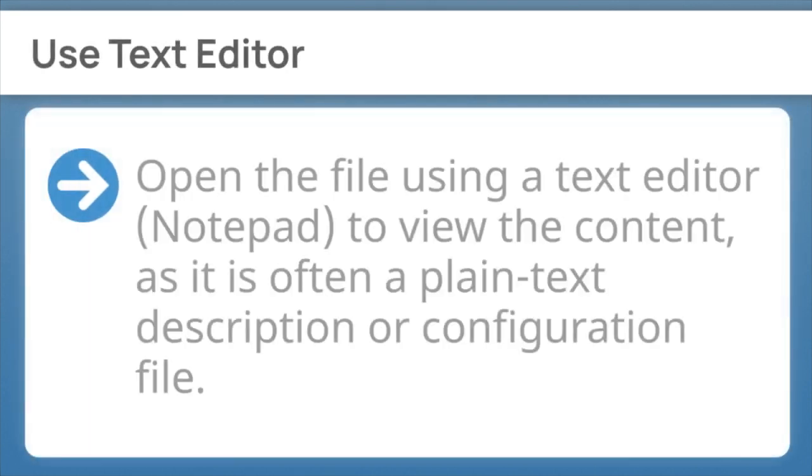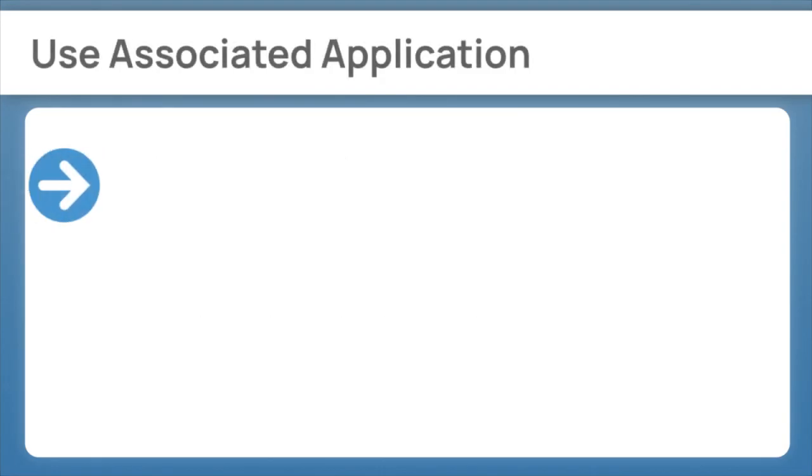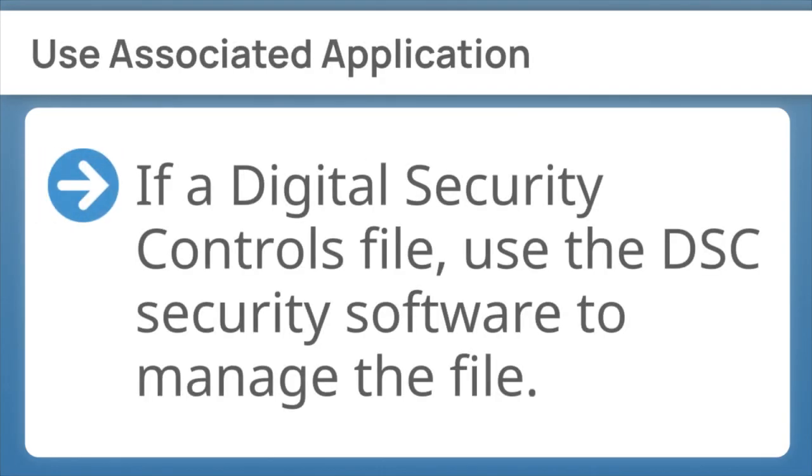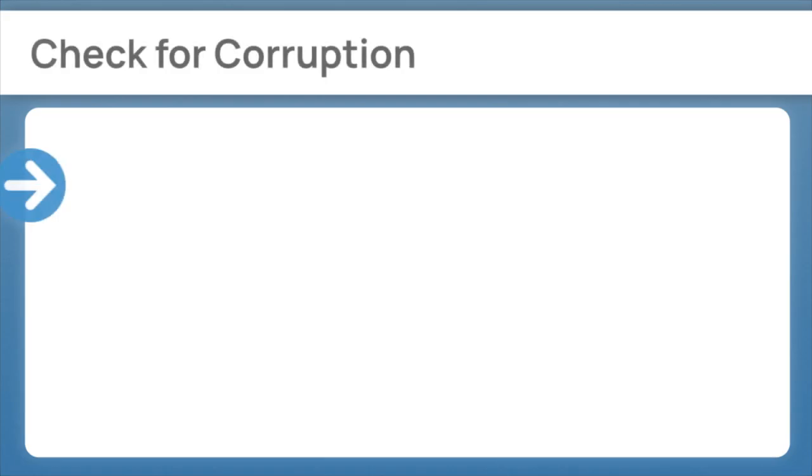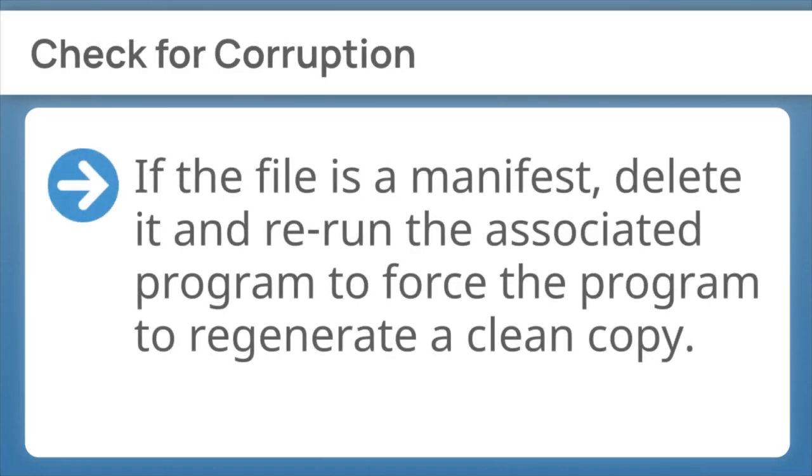First, use Text Editor. Open the file using a text editor, Notepad, to view the content, as it is often a plain text description or configuration file. Next, use Associated Application. If it is a Digital Security Controls file, use the DSC security software to manage the file. Finally, check for corruption. If the file is a manifest, delete it and rerun the associated program to force the program to regenerate a clean copy.